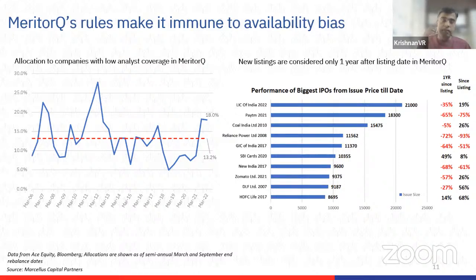So this is one of the reasons in MeritorQ we have a rule where we keep away from new listings, at least within that 1 year. We wait for a stock to have at least 1 year of history after it got listed to be eligible for inclusion, just to avoid this kind of scenario, so that we are not getting into hot stocks for no reason, and getting into companies based on news flow or management commentary.